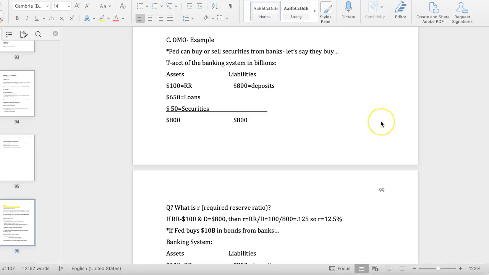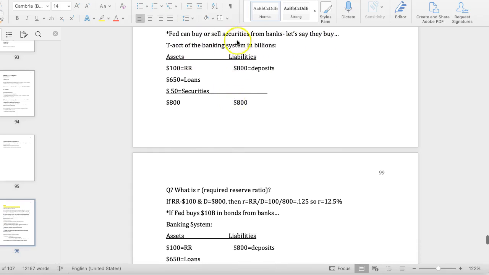So let's walk through an example of the Fed's open market operations. We know that the Fed can buy or sell securities from banks. In this example, let's say that they are going to buy. Here's the T account of the banking system. This is the entire banking system in billions. We've got assets and we've got liabilities, and remember, they have to equal each other.